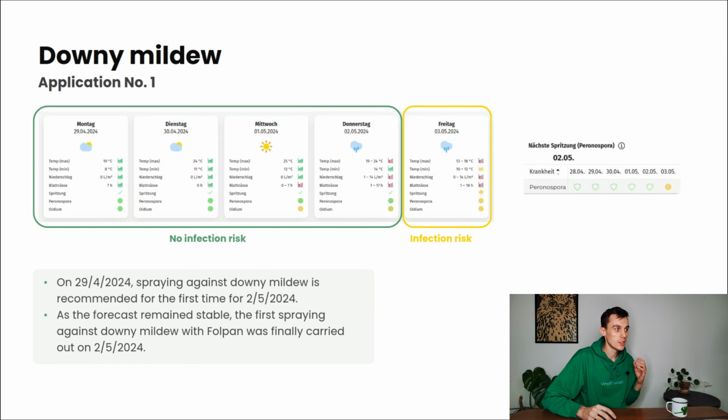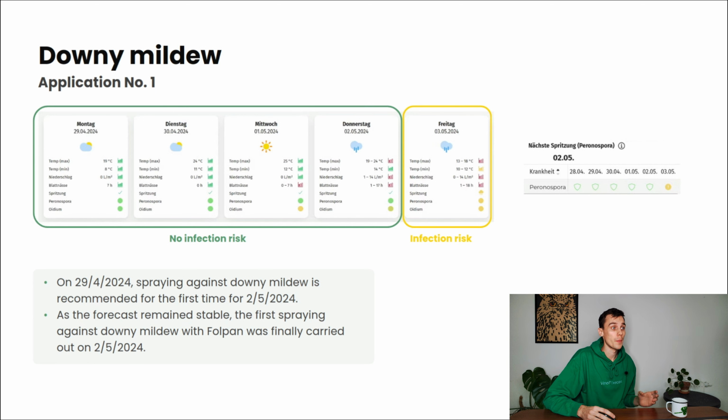You can see that on the 29th of April, first infections of downy mildew were predicted for the 3rd of May. That's why the algorithm recommends spraying against Peronospora, which is a term German winemakers use for downy mildew, for the 2nd of May, because in preventive plant protection we always want to spray before an infection risk.